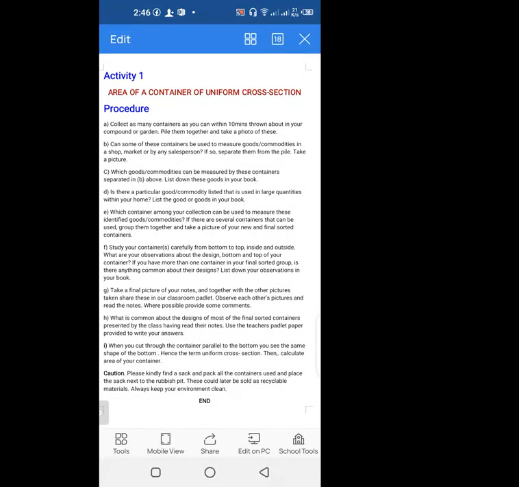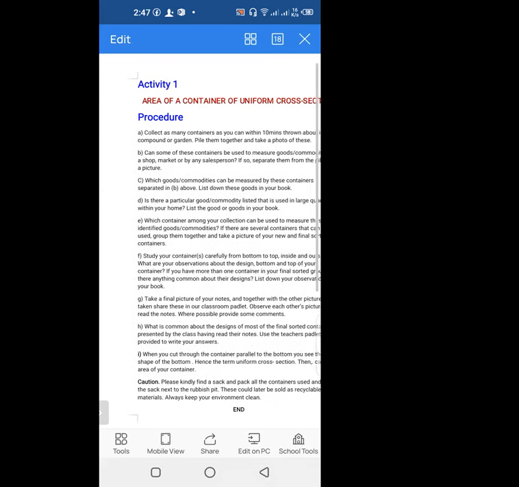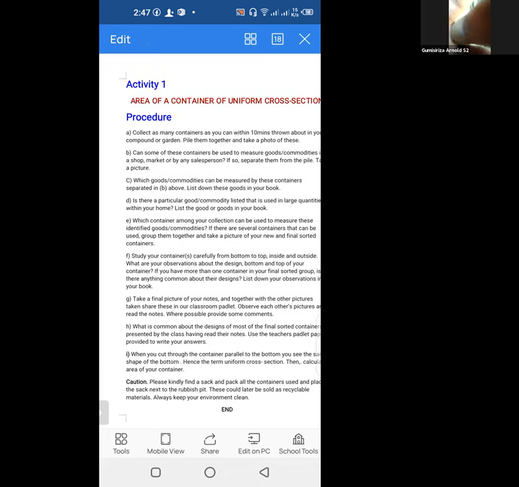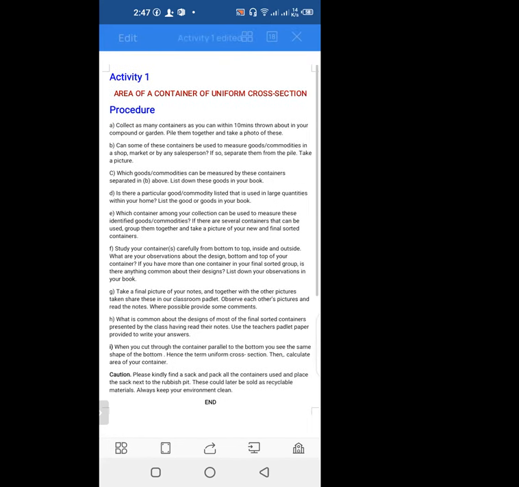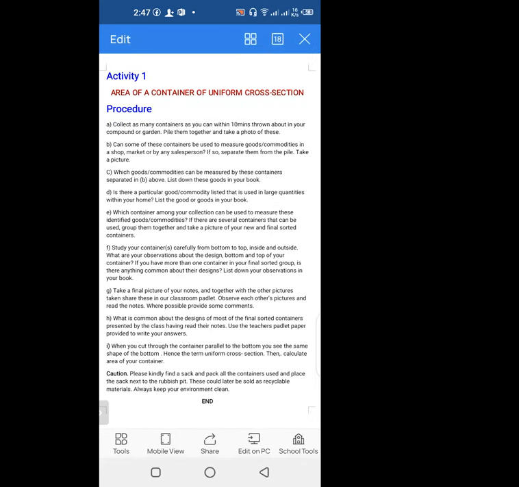Yes. So, part E. It is saying which container among your collection can be used to measure these identified commodities or commodity? So you have those containers already up there that we separated in B. So now, going back to our Romani B, they want us to choose among my collection that I separated, the one that we use to measure the commodity we have identified in Romani D.